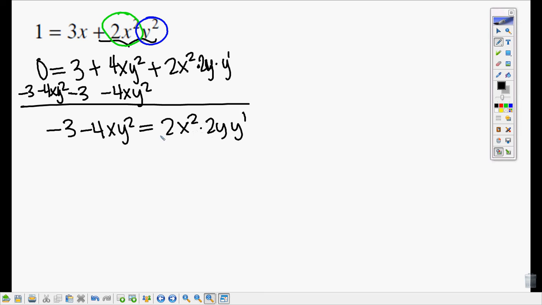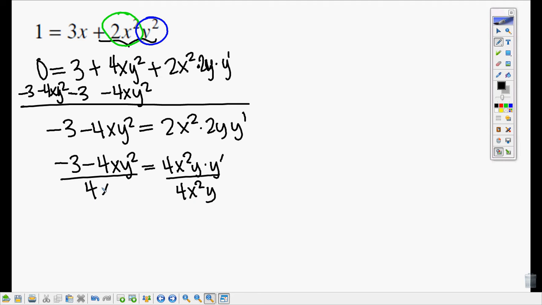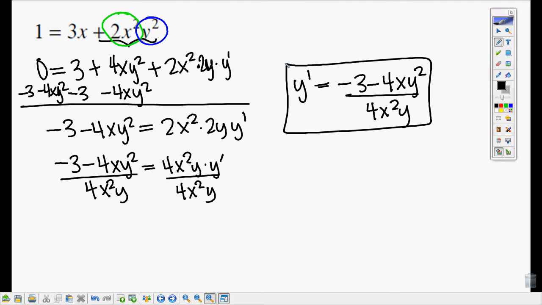Now I can clean the right-hand side of this equation up a little bit, so I'm going to have minus 3 minus 4xy squared is equal to 4x squared y times y prime. So I need to get rid of this 4x squared y. So I'm going to divide both sides by 4x squared y, which is going to give me that y prime is equal to negative 3 minus 4xy squared over 4x squared y. And that's my final answer.